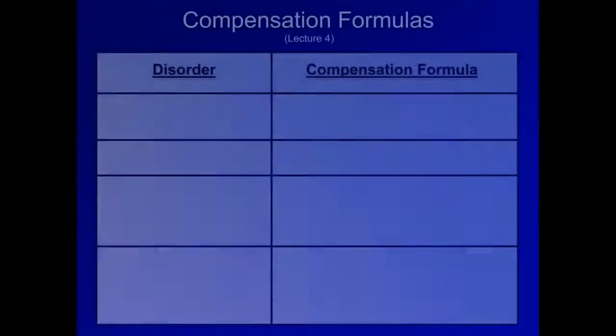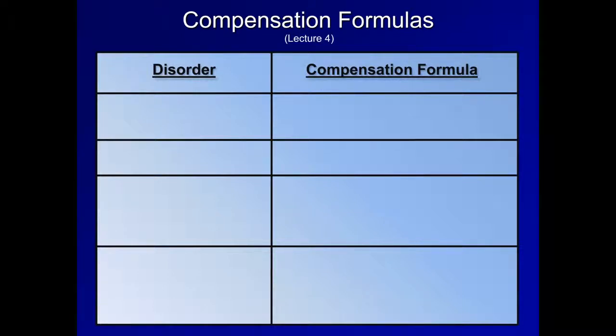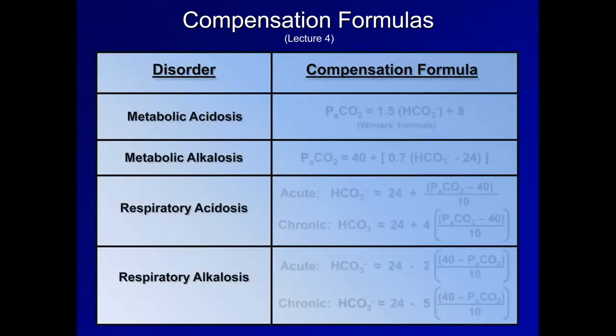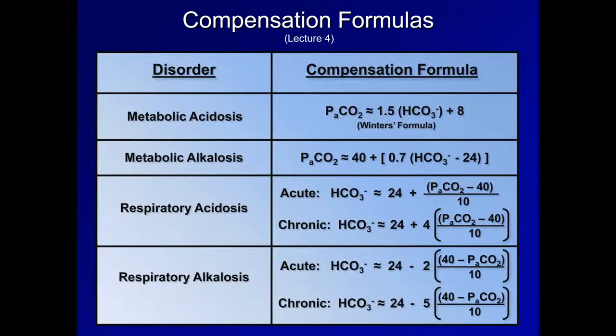To determine if the compensation for a particular disorder is appropriate, there are a collection of empirically derived formulae. The formulae provide predictions as to what either the PCO2 or the bicarb should be given the other if compensation is appropriate. Each disorder is paired with either one or two formulas. The metabolic disorders are paired with only one formula for respiratory compensation since it occurs very quickly, while respiratory disorders are paired with separate formulas for metabolic compensation depending upon whether the respiratory disorder is acute or chronic. The timing of the transition from an acute respiratory process to a chronic one varies greatly between sources, but is generally cited as between 12 hours and 5 days.